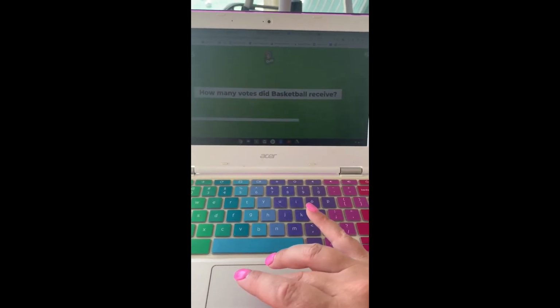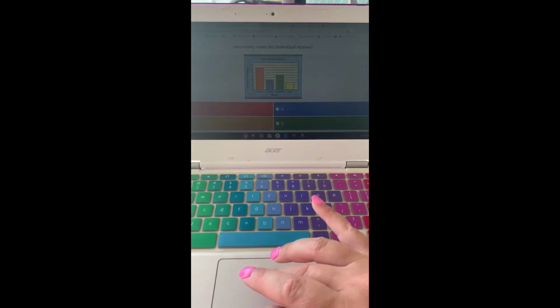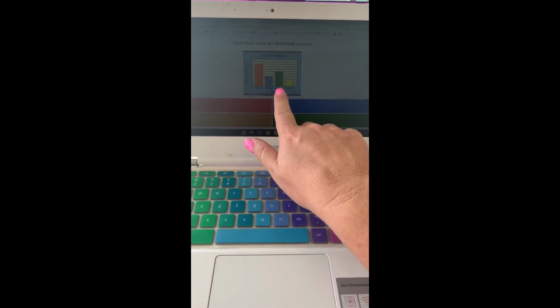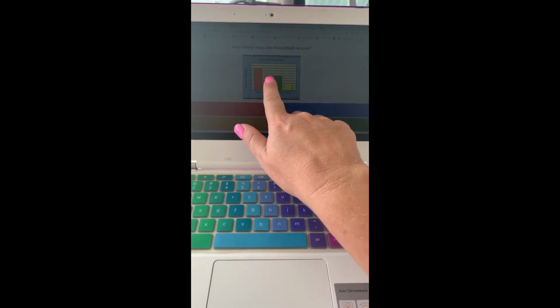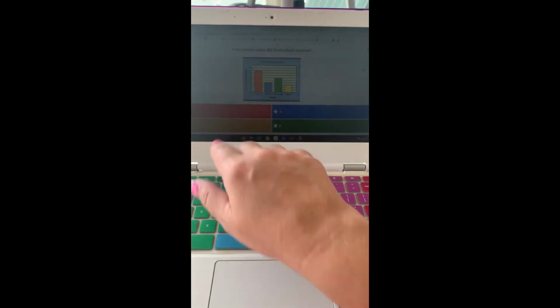How many votes did basketball receive? So now we're looking for the number, okay? So we have to find basketball. We're gonna come up to the top, follow it over. It received 6 votes.